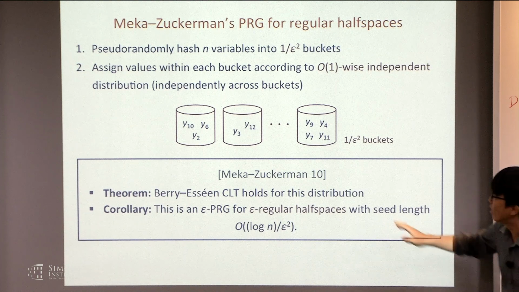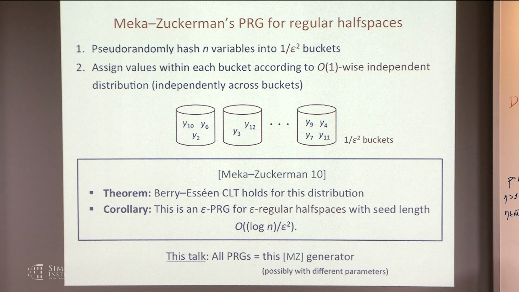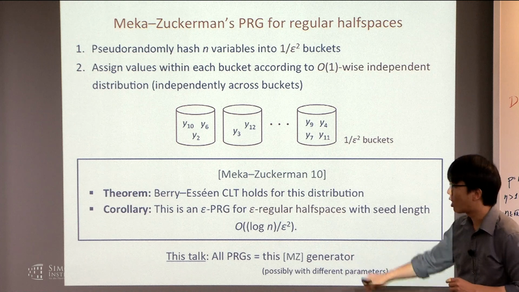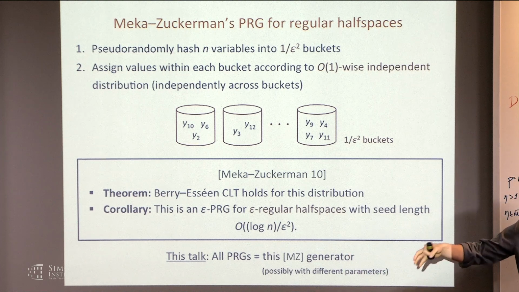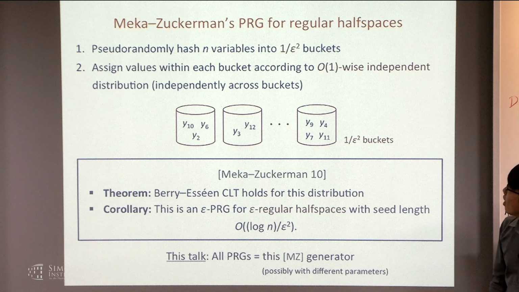I should say before moving on that they do a lot more in this paper. It's a really, really nice paper, but this part is what's going to be most relevant for us. In this talk, in fact, all PRGs, you can think of them as having this structure. Hash n variables into a certain number of buckets. The number of buckets may need to be larger. And assign values independently across buckets according to a k-wise independent distribution for some k. So we may have to ramp up the parameters, but it has this general structure. And the analyses get more and more complicated.